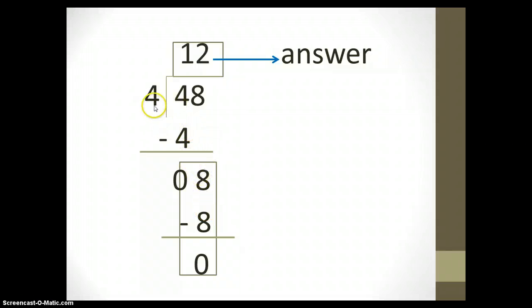And then we ask, how many times does 4 go into 8? So that would be 2. So we do 4 times 2 is 8. So we write 8 down here, and 8 minus 8 is 0. So we put 0 down here, and that gives us our answer of 12.